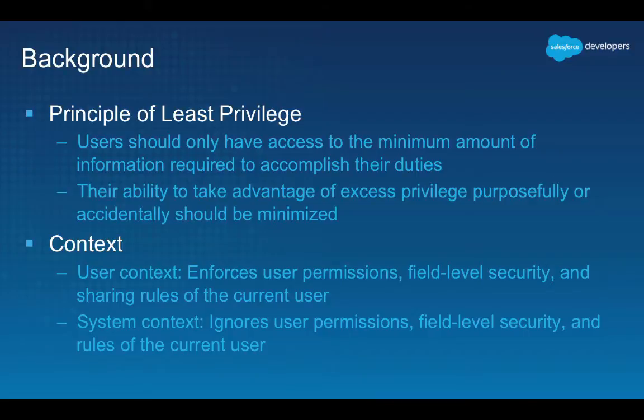And an important aspect as it applies to Salesforce and Apex are the two contexts in which code can run. So there's user context, which enforces user permissions, field level security, and the sharing rules of the current user. This is basically least privilege applied, and users can only access what they should be able to access. And you'll see this if you're viewing a page like a standard object, such as an account, within Salesforce itself. System context is more powerful. It ignores user permissions, field level security, and sharing rules of the current user.